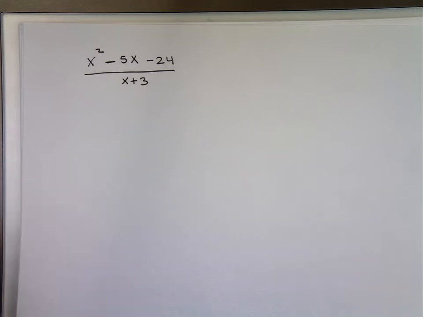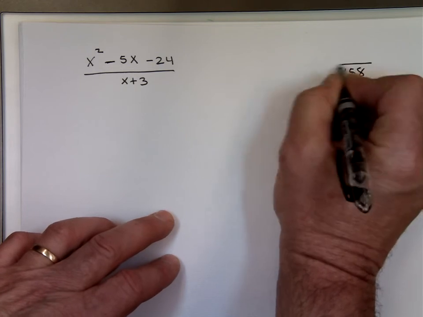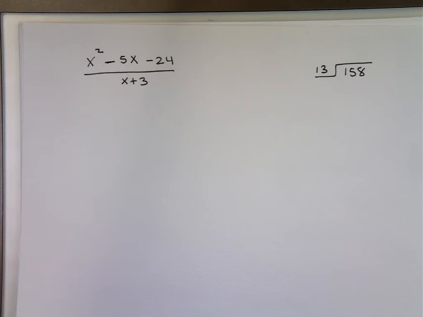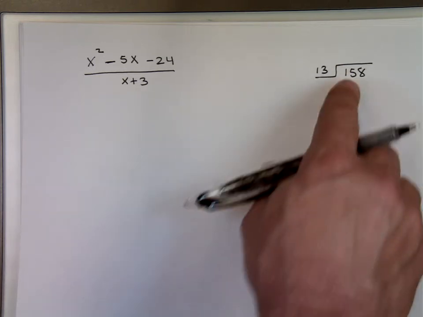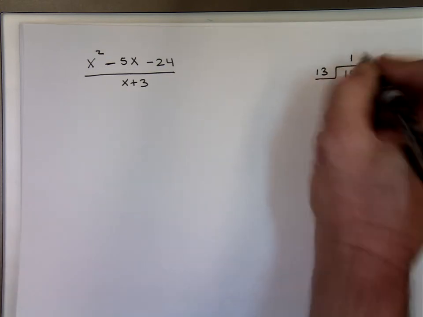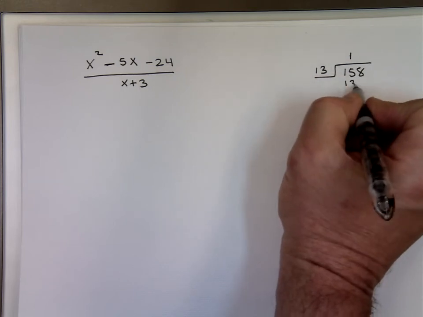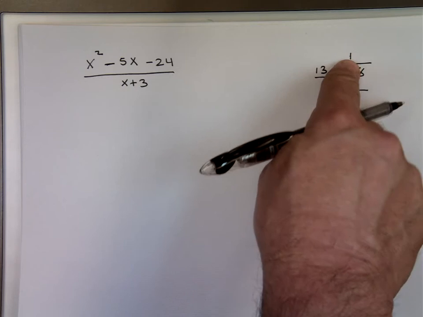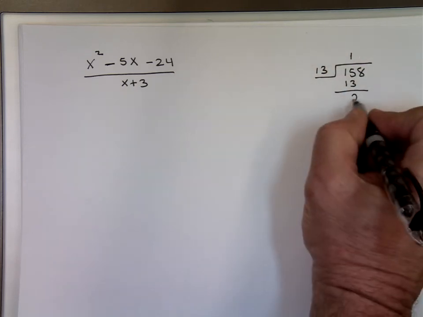So if I came to you and said, can you tell me what is 158 divided by 13? You start with what? Can I divide the 1 by 13? No. Can I divide the 15 by 13? You go, that's a 1. Then you go 1 times 13, which is what? 13, what do you do now? You subtract this from that, right? You take a 13 from 15, which is what? 2, and you bring that 8 down.